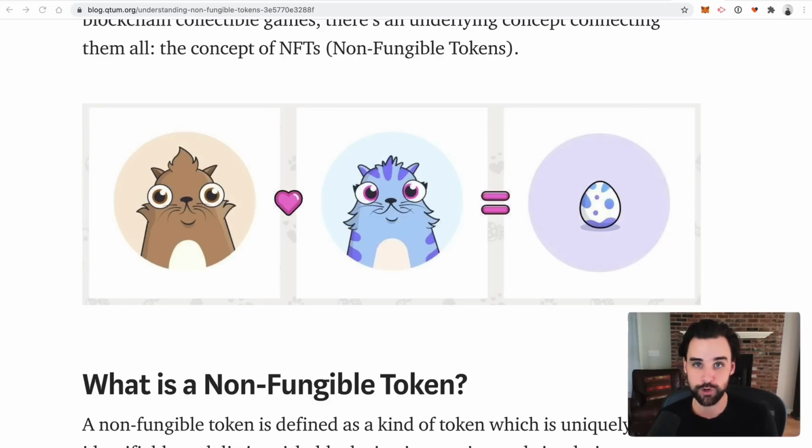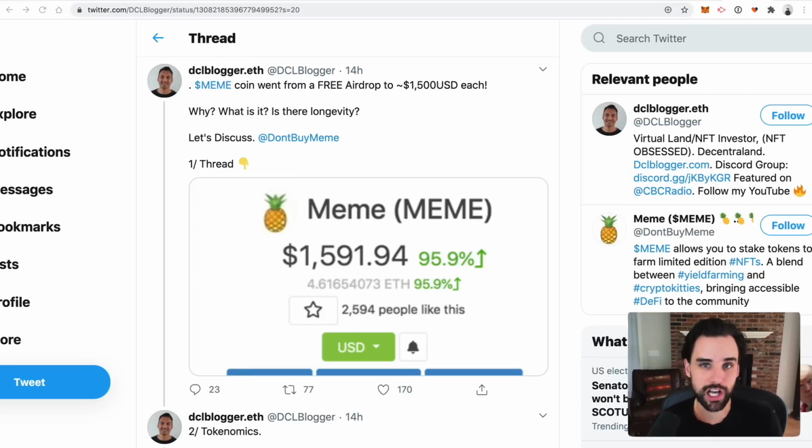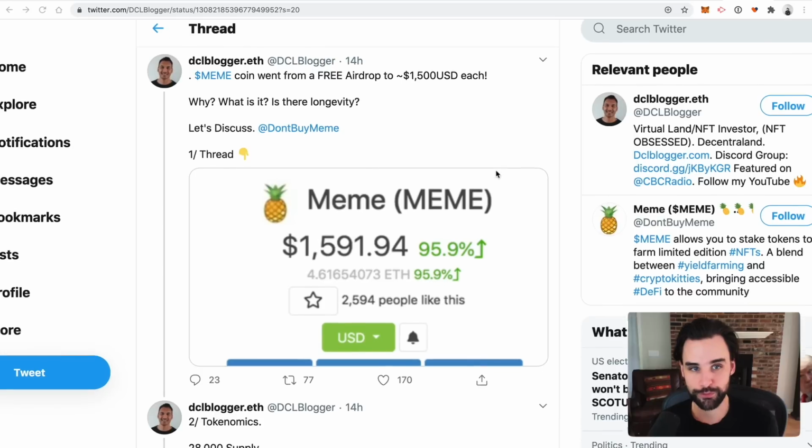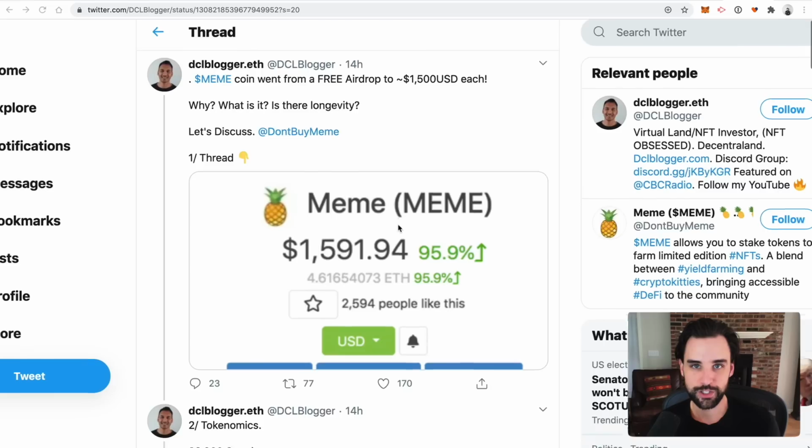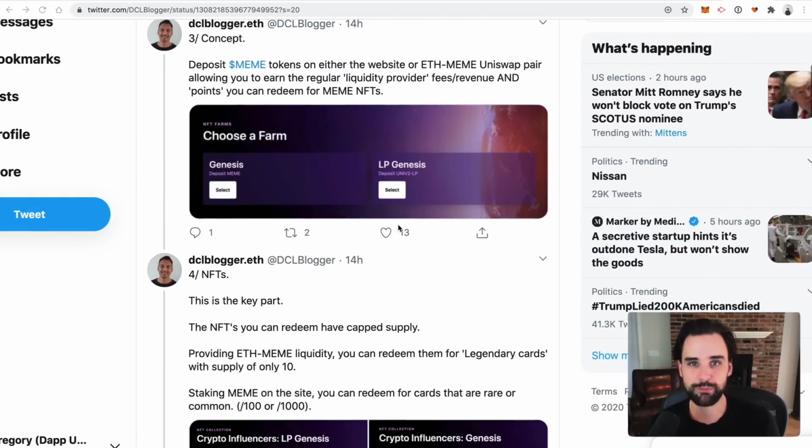this hype translate over into regular tokens that are backing NFT projects. Meme is an example of a token that can be used to purchase NFTs on their platform. And Meme was airdropped to people for free and is now trading at $1,500. So if you got in on the Meme airdrop, then you'd be doing pretty well right now.